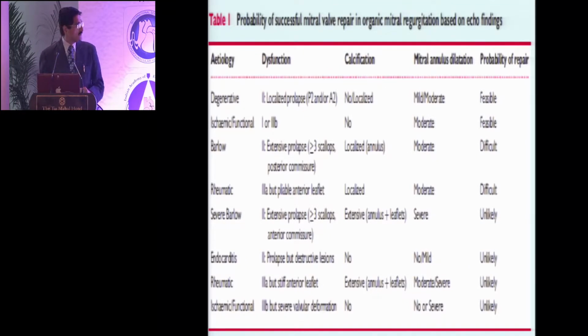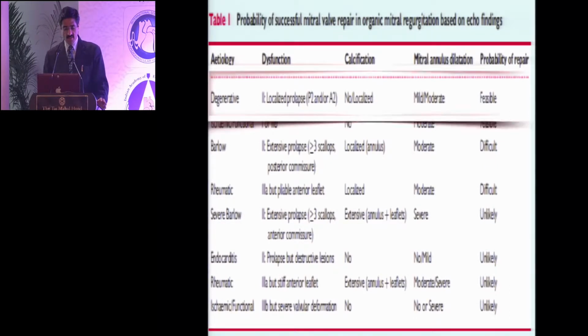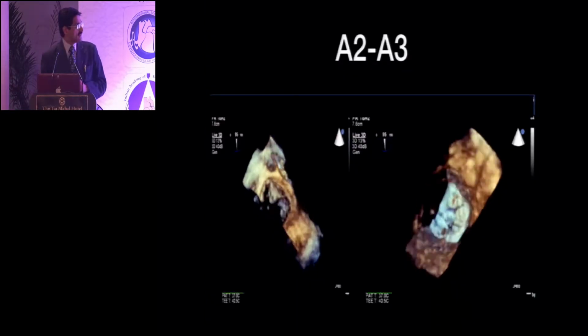Now coming to the business of how to differentiate repair versus replacement. A very nice article published in the European Heart Journal suggested the probability of successful repair in organic MR based on the echo findings. If you look at degenerative valve disease, when the patient has a localized prolapse, only one or two segments with non-calcific lesions or a non-calcific annulus, the feasibility of repair is very good.